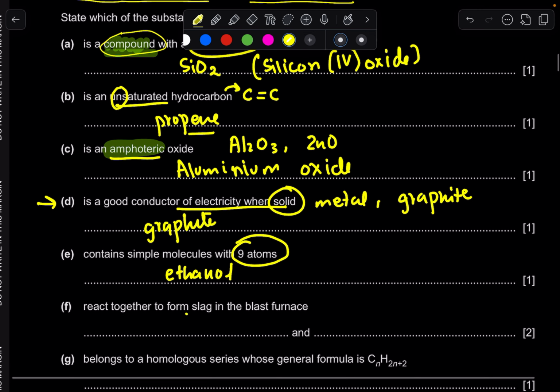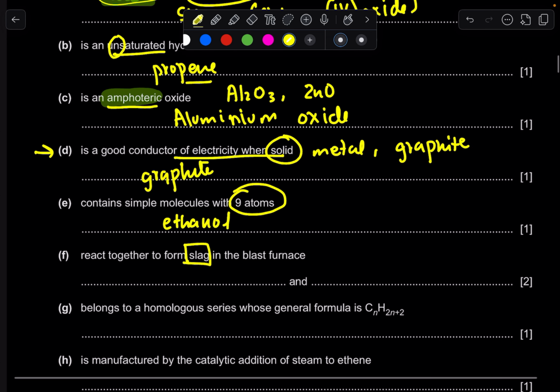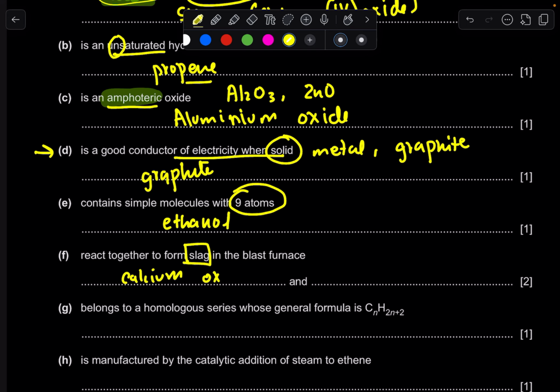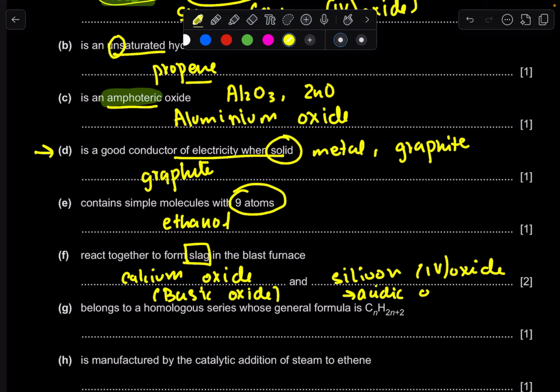React together to form slag in the blast furnace. We know, even if we don't read the options, we have done the blast furnace so well that we know it's going to be calcium oxide, which is a basic oxide. Okay, you should know that this one's a basic oxide. And then we have our very own silicon IV oxide, and you should know that this basically acts as an acidic oxide. So done.